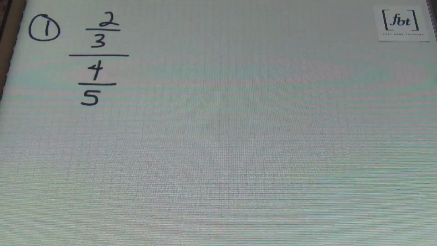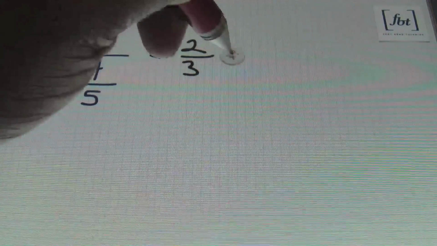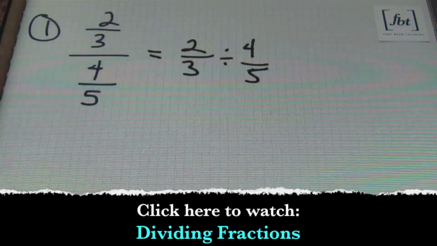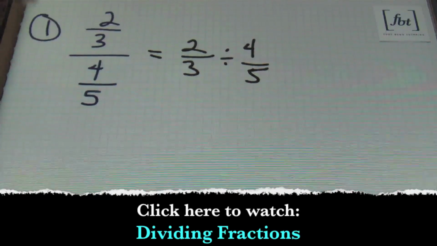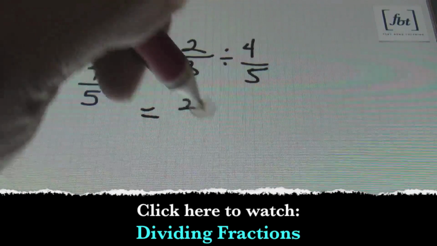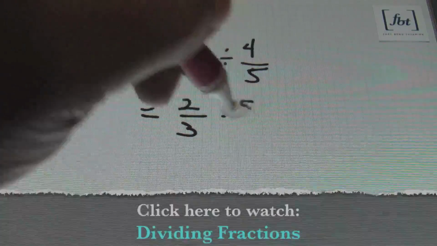So to solve this problem, all you have to do is rewrite this problem as a division problem. So you'll have 2/3 divided by 4/5. Remember that when you're dividing fractions, you always multiply by the reciprocal of the second fraction. So I'll rewrite this as 2/3 times 5/4.